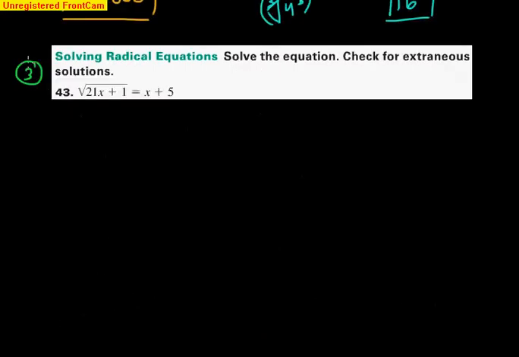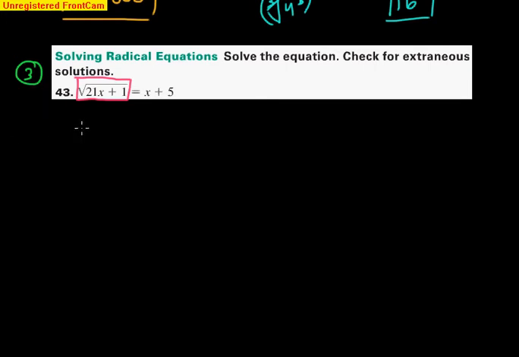Okay, next we're going to take a look at solving radical and rational exponent equations. So here's our problem. The square root of 21x plus 1 equals x plus 5. Your first step is to isolate the radical, which is already done. So this radical is all alone. I will put it in a box just to show you that there's nothing else on this side of the equal sign.